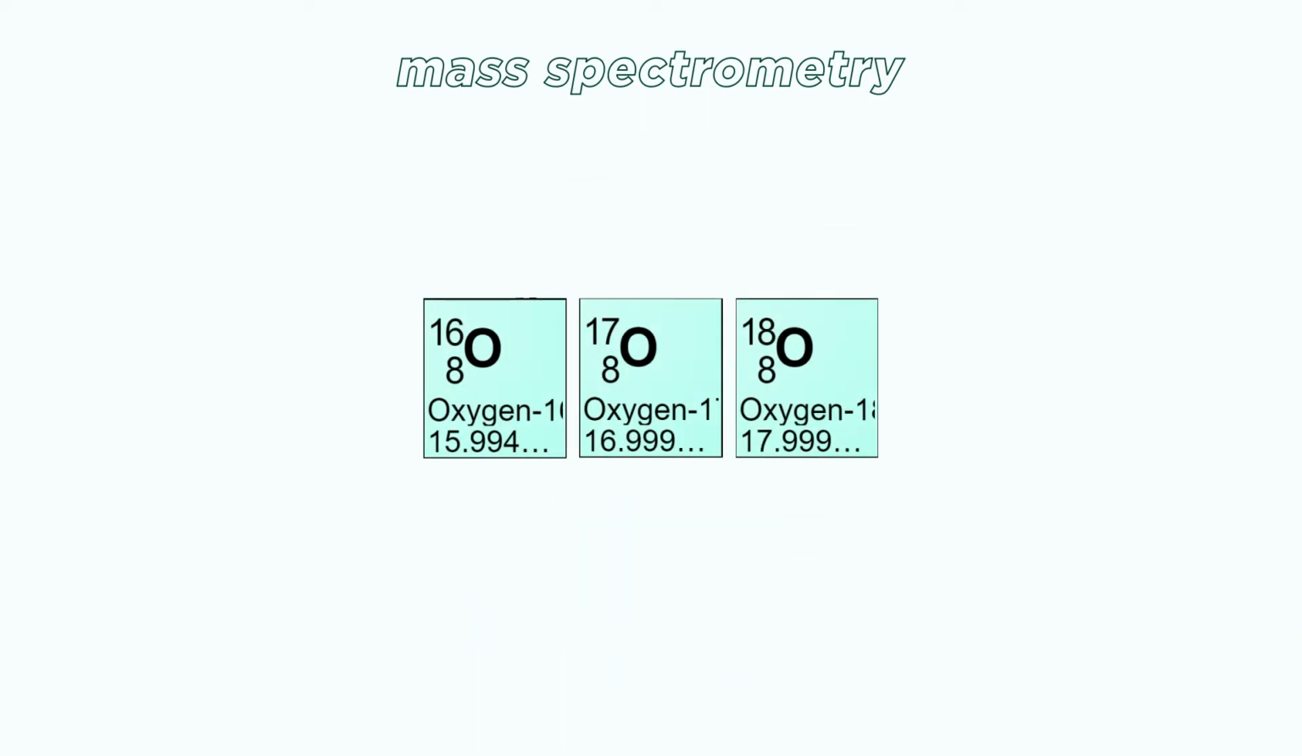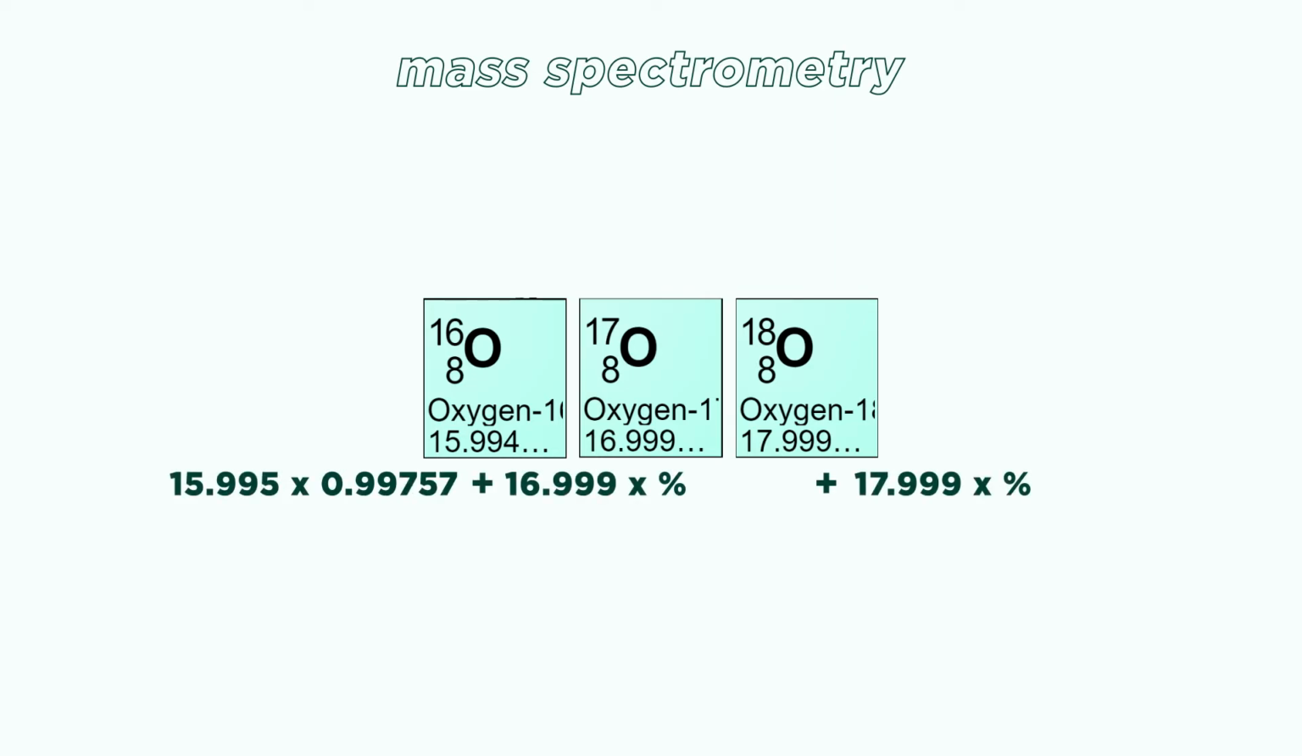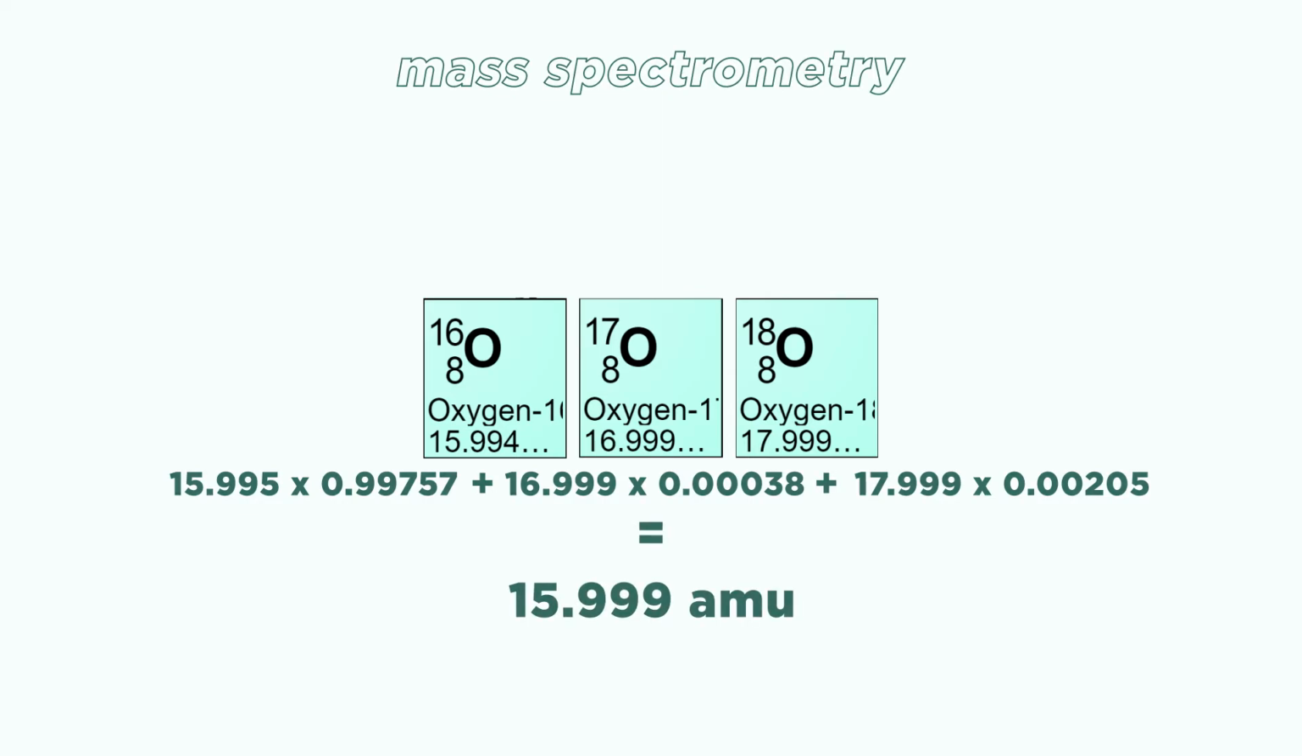Let's go back to our oxygen example and try calculating its average atomic mass. The percent abundances are 99.757% for oxygen 16, 0.038% for oxygen 17, and 0.205% for oxygen 18. Take each isotope's mass and multiply it by its percentage. Then add everything together. You should get 15.999 AMU.